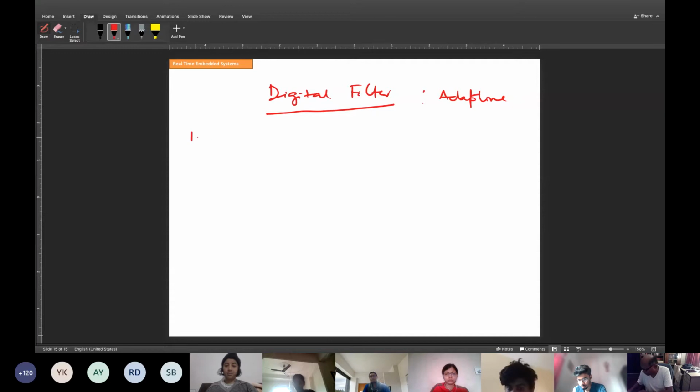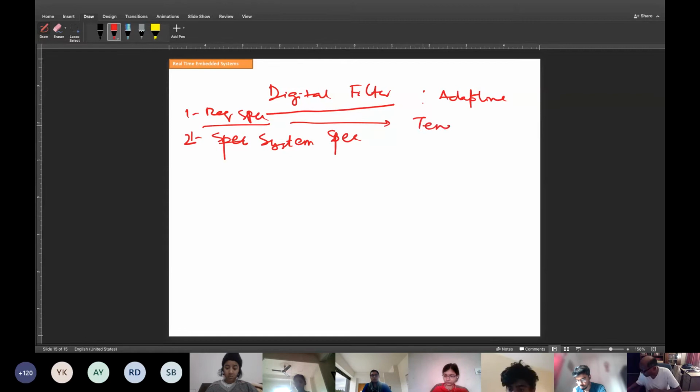Anyway, in the digital filter, the first step is specification. First step is actually requirements. Then second is specification of the system. Requirement specification, then comes system specification. Sometimes the requirement is so large, you need to specify it. Requirement specification leads to what? It is called tendering sometimes. That means you have to specify this to the vendor. As a customer, you should have a requirement.